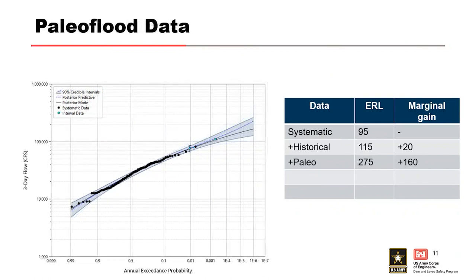When we add paleo flood stage indicator data, remember, we're going to represent that with a flow interval and a non-exceedance bound. Paleo information that we use as a perception threshold, which again, perception thresholds are not reflected in the plot of the curve. We increase our ERL by 160 years to an ERL of 275.